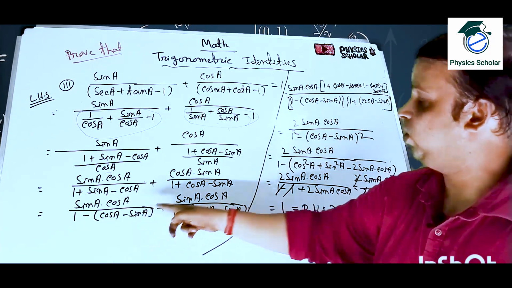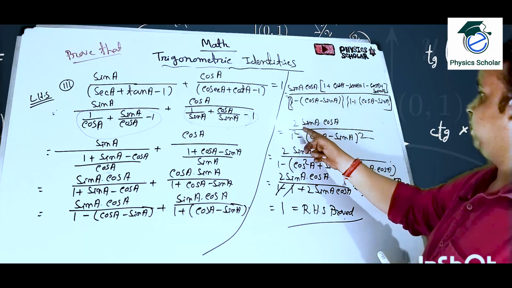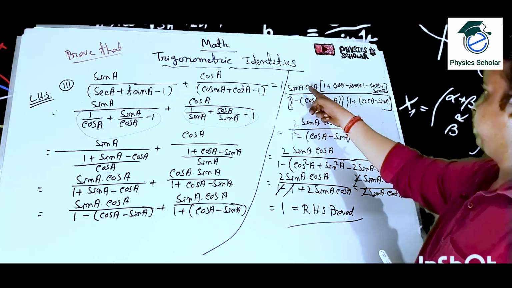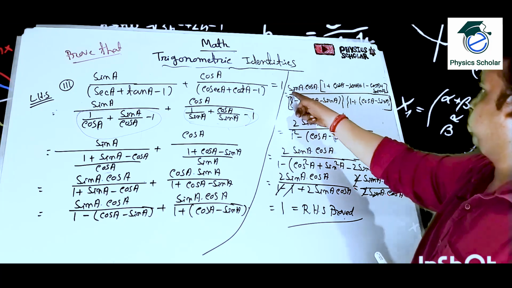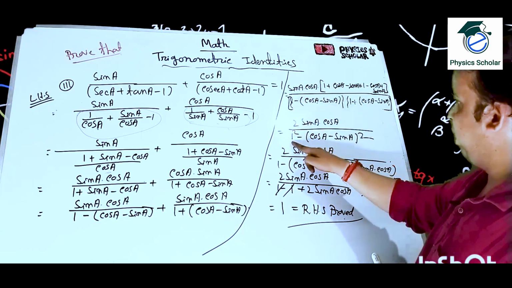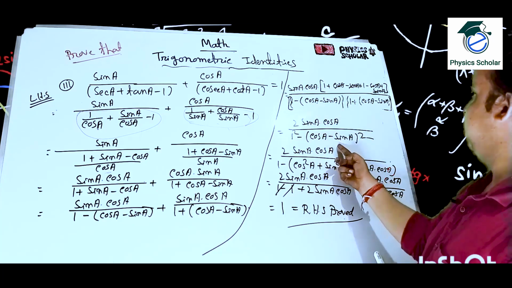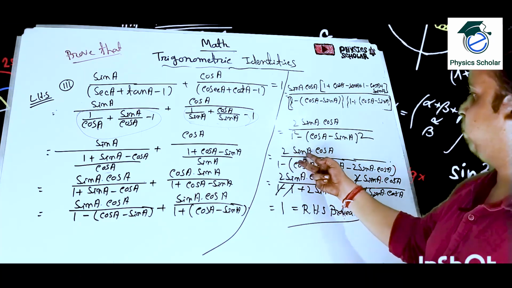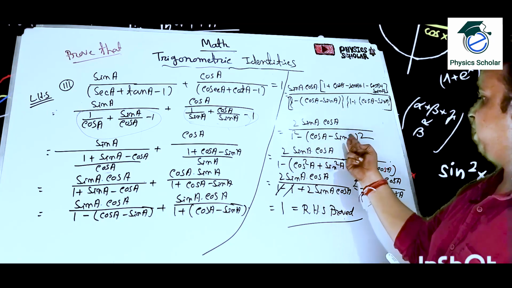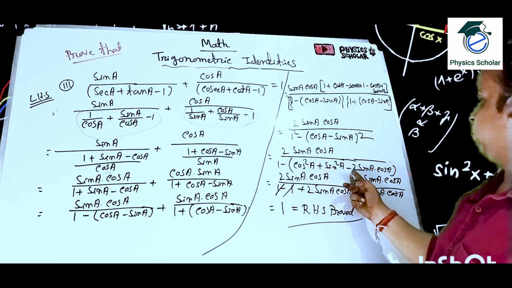Clear? We are changing the sign over here. Okay. And here it is what? A minus B into A plus B. That means what? In the numerator, 1 plus 1 is 2, so 2 into sin A cos A. And here A square minus B square. So A means 1, B means cos A minus sin A, so 1 minus cos A minus sin A whole square. So 2 sin A cos A is there as numerator, and 1 minus what? A minus B whole square, so A square plus B square minus 2AB.